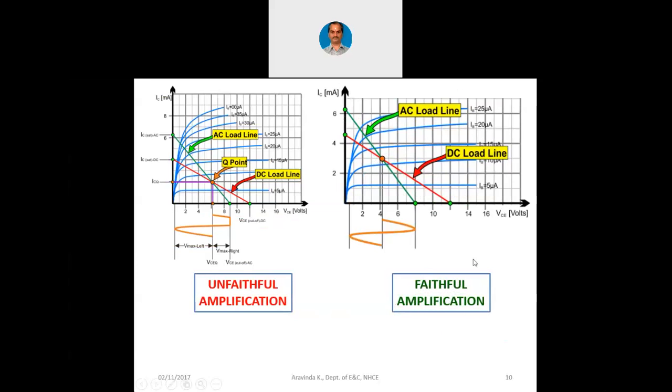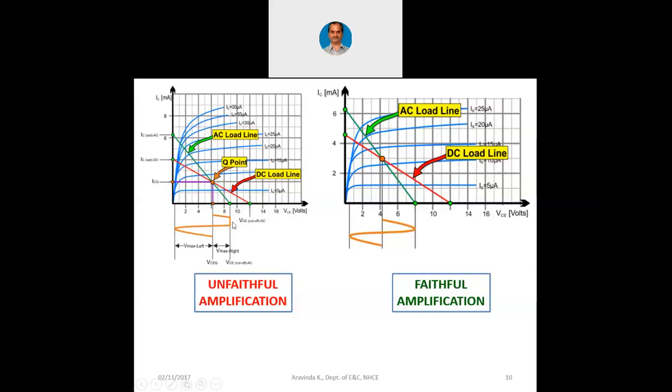Now, in order to have a faithful amplification, we should fix the Q point carefully here. You can see here also the input signal was from 0 volts till 6 volts. But at the positive cycle, there was an unfaithful amplification. Now, when we shift this Q point to the left side, we have this input signal from 0 to 4 volts. But somehow we are having a faithful amplification here.